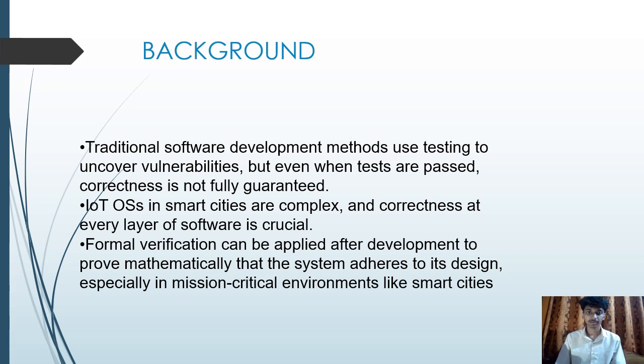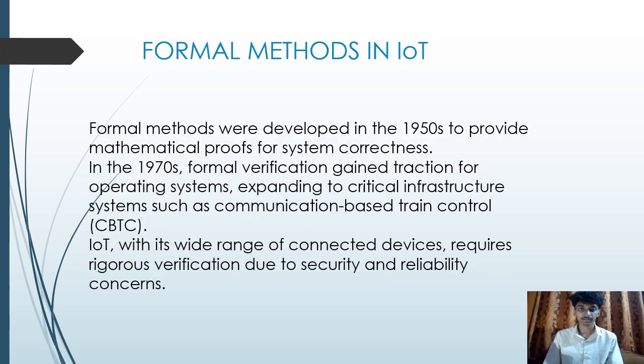Background: traditional software development methods use testing to uncover vulnerabilities, but even when tests are passed, correctness is not fully guaranteed. IoT OS in smart cities are complex and correctness at every layer of software is crucial. Formal verification can be applied after development to prove mathematically that the system adheres to its design, especially in mission critical environments like smart cities.